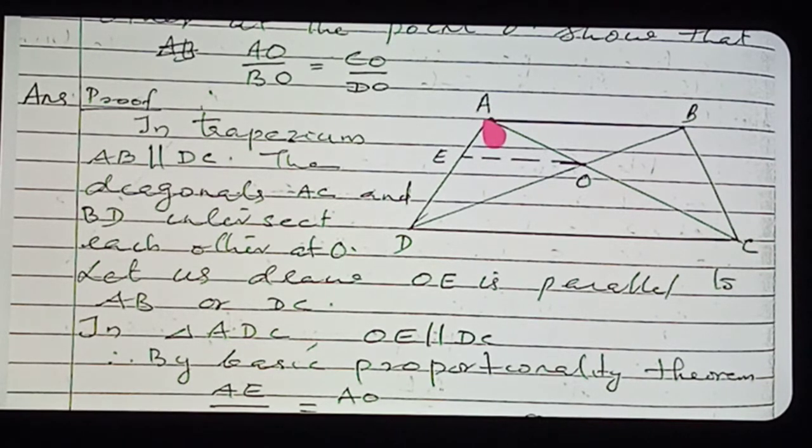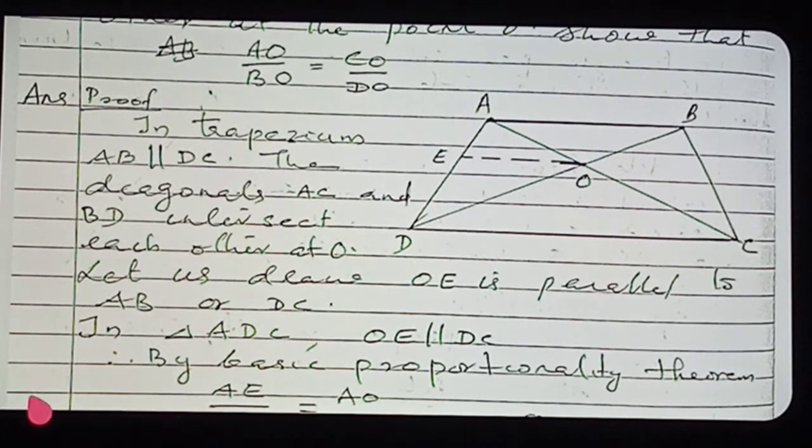Draw a separate diagram if you need. Once more, see that triangle OADC. Which triangle? ADC. In this triangle ADC, EO or OE is parallel to DC. That means one line is parallel to one side of a triangle and intersecting the other two sides in two distinct points E and O. Therefore, by the basic proportionality theorem, the line segments are divided in the same ratio.